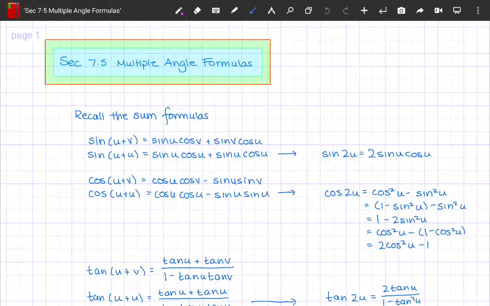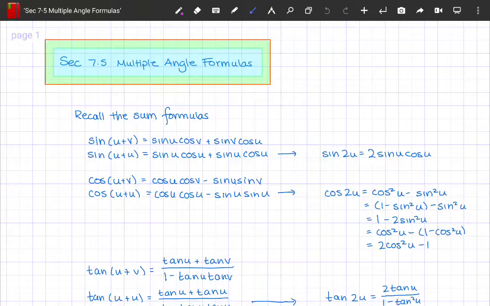We do the same trick with cosine. Cosine of u plus v is this. Let's make all the v's a u. This time we're going to get cosine times cosine, cosine u times cosine u is cosine squared u, and sine u times sine u is sine squared u. So this one's actually going to have a couple different forms. It's going to have 3 forms to it. So this is one form. I'm going to summarize all this on the next page.